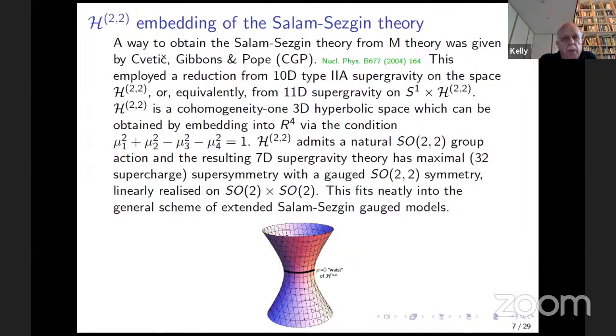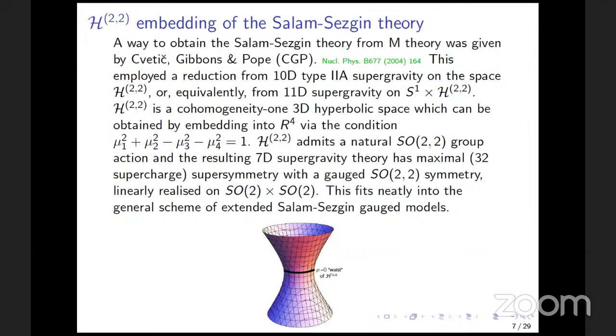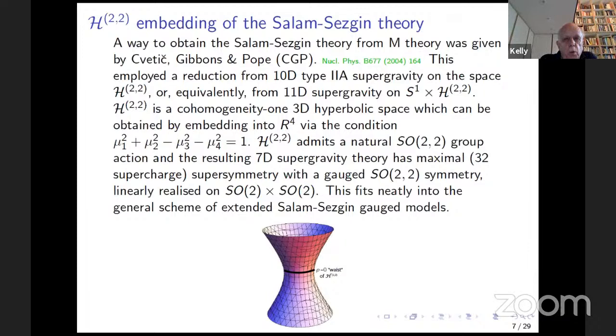And this embedding into the higher dimensional theory involved the space H22, or from 11-dimensional supergravity was S1 cross H22. And H22 is a cohomogeneity 1, three-dimensional hyperbolic space embedded into four-dimensional Euclidean space by the condition here with the plus plus minus minus constraint.